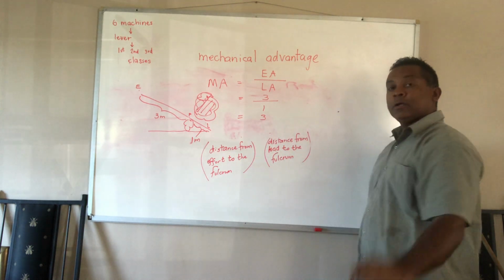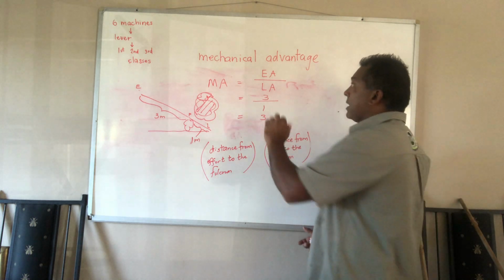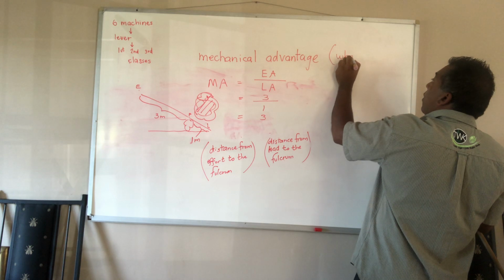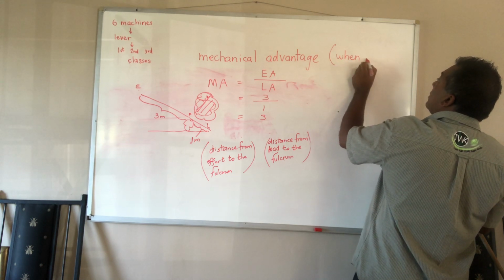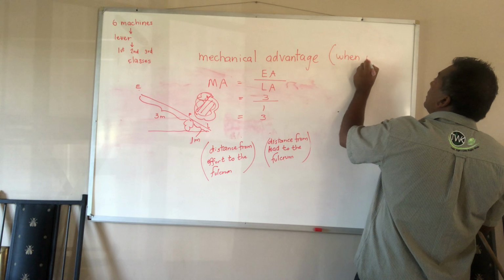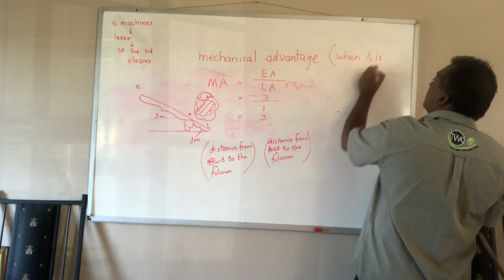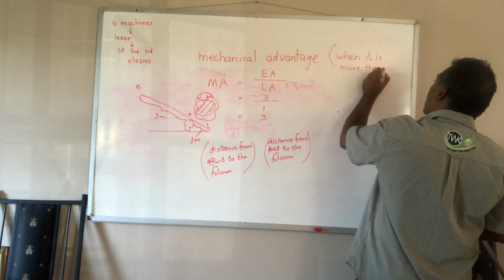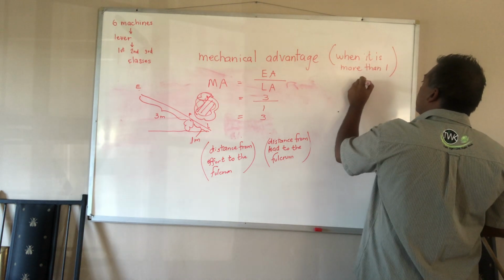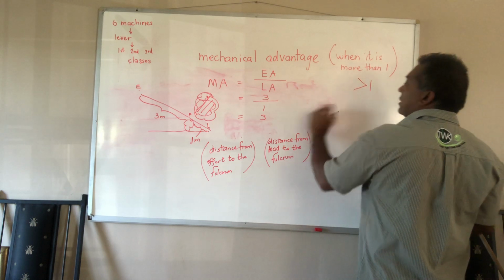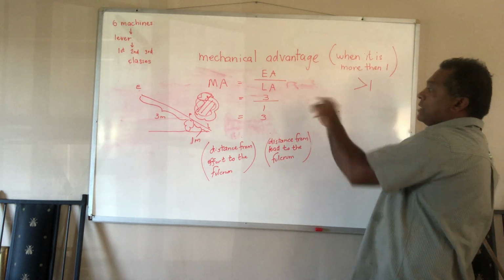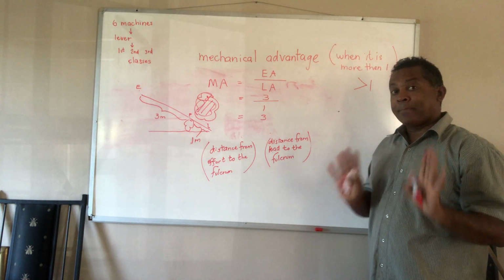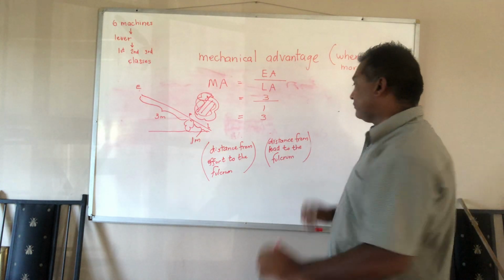That answer of 3 is wonderful because they say you get mechanical advantage when it is more than 1. 3 is more than 1. It means you got mechanical advantage. Understand? Happy everybody. That sounds good.